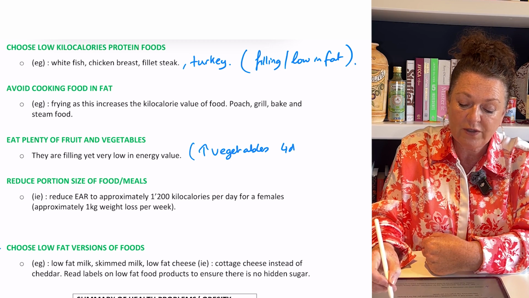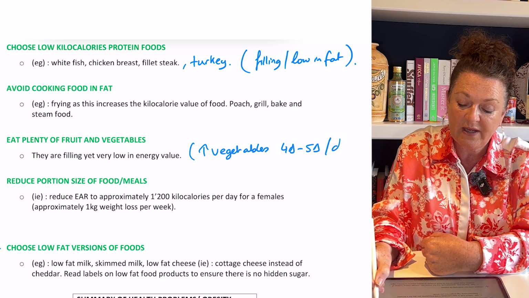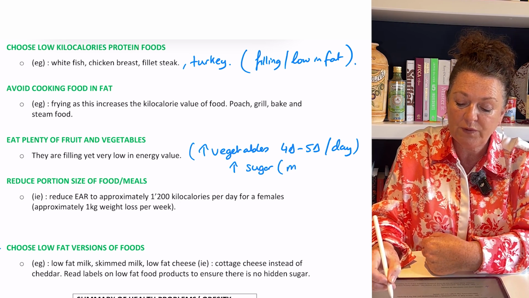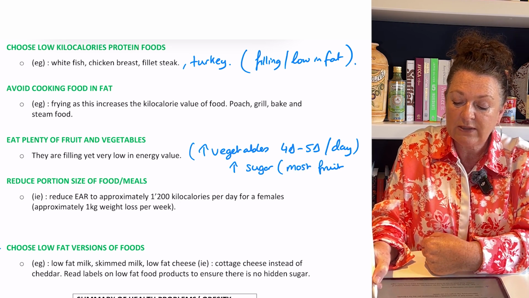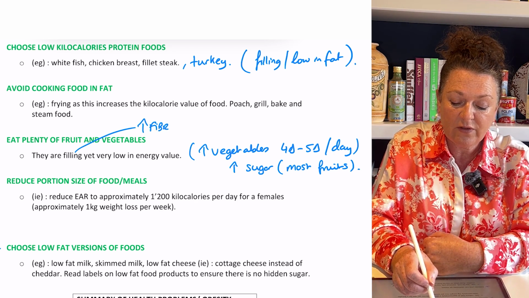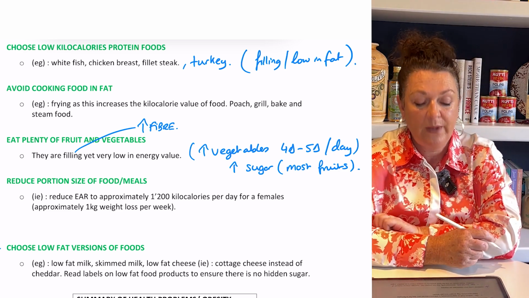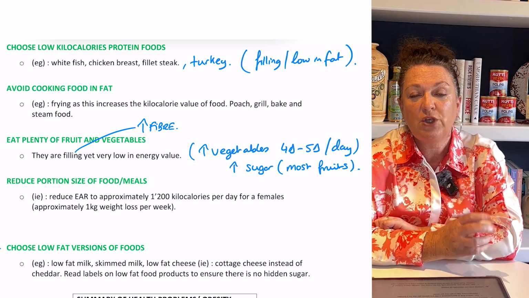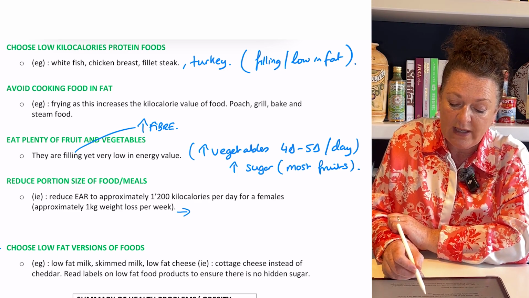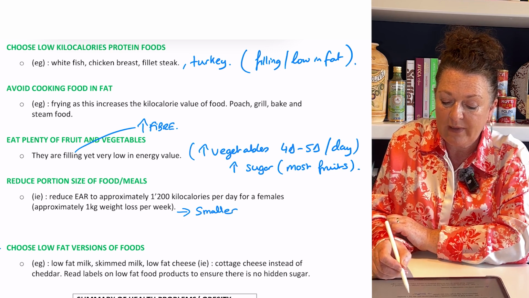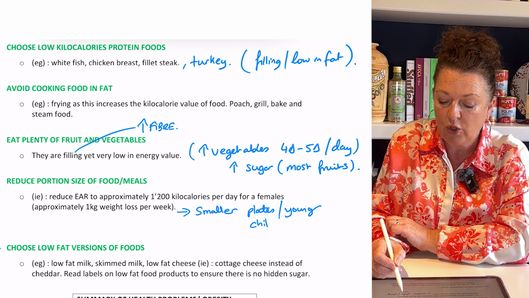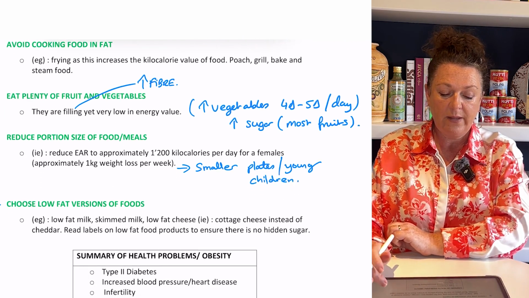So at least 4 to 5 servings a day, because of sugar, fructose in most fruits. And also remember that the reason fruit and veg are filling is the fact that they are so high in fibre. Reduce our portion size, cut back, smaller plates for children. So reduce our EER, and we could include here smaller plates for young children. And that will help cut back on the kilocalorie intake.